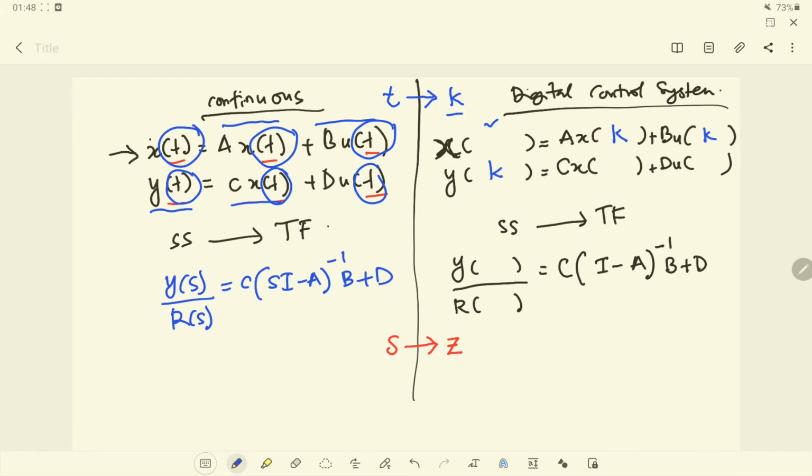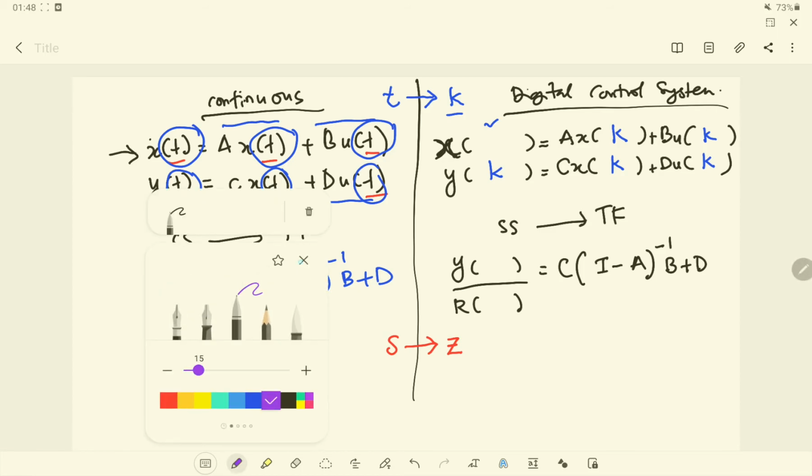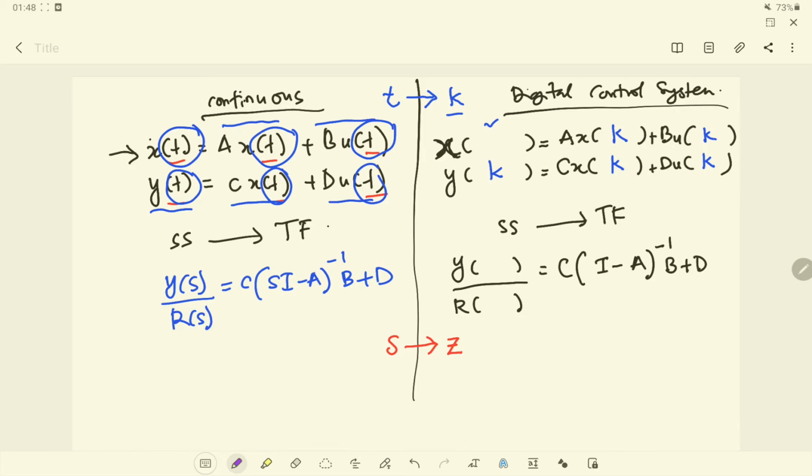Cxt becomes cxk. Dut will become duk. Okay, now. So you know that x dot t is a future value.